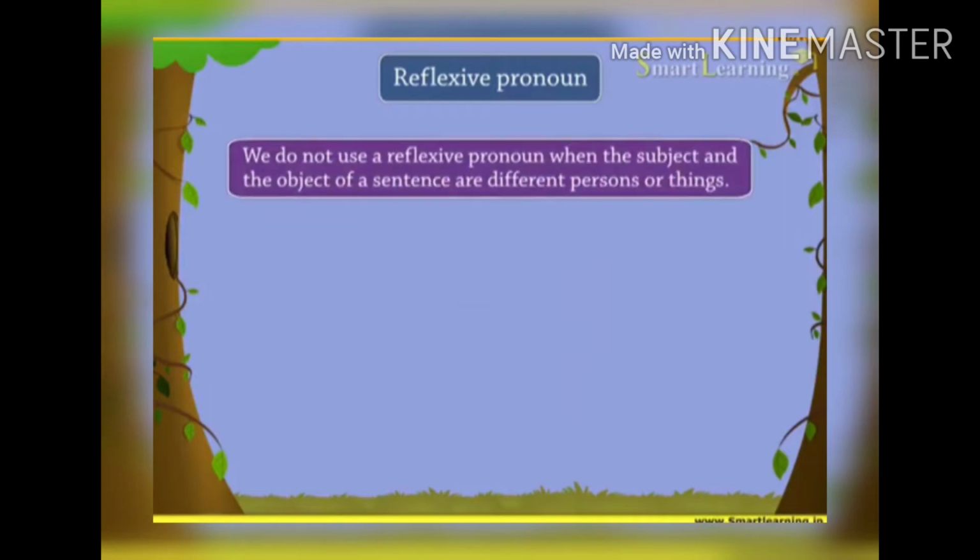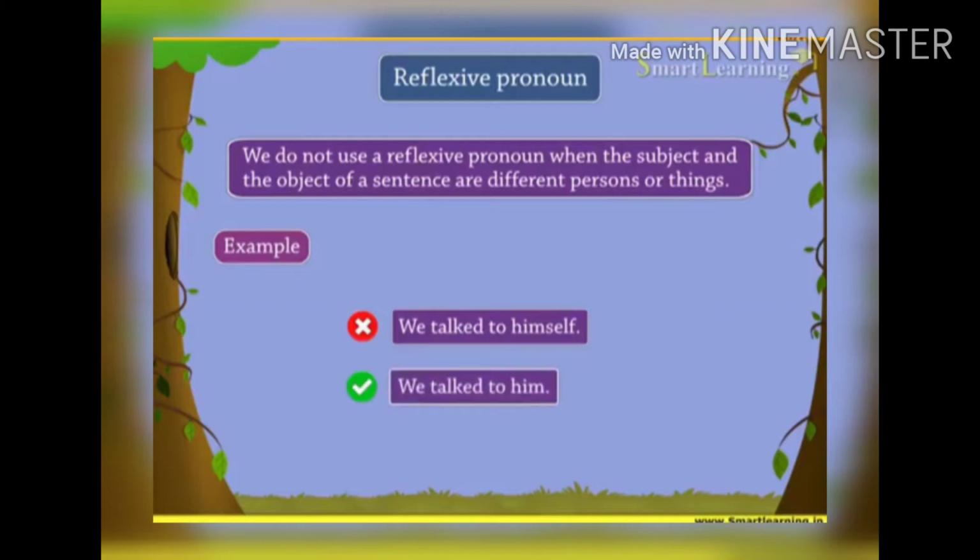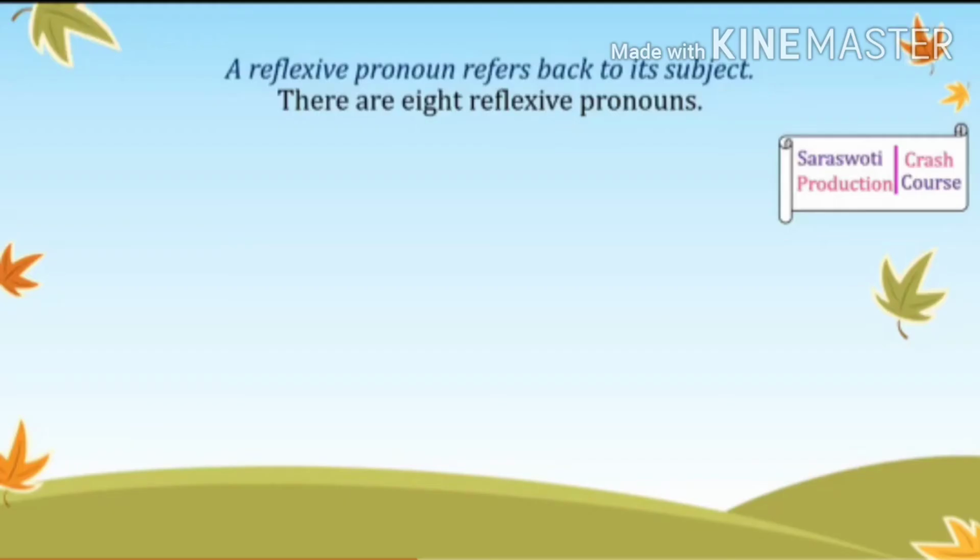Note that we do not use a reflexive pronoun when the subject and the object of a sentence are different persons or things. For example, we do not say, we talked to himself. We say, we talked to him instead.